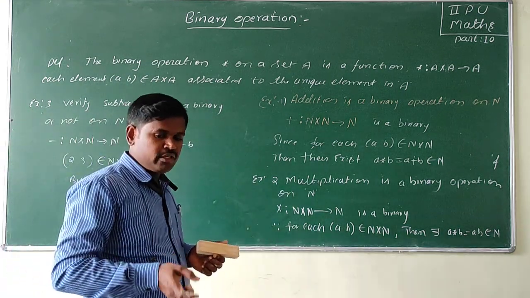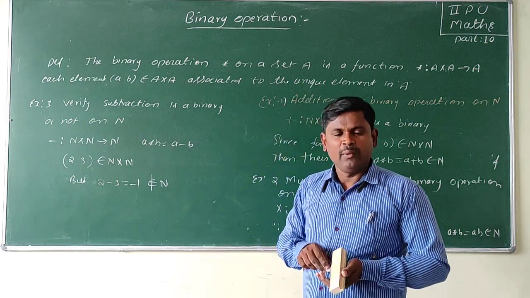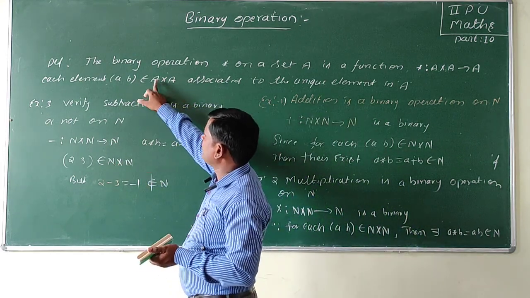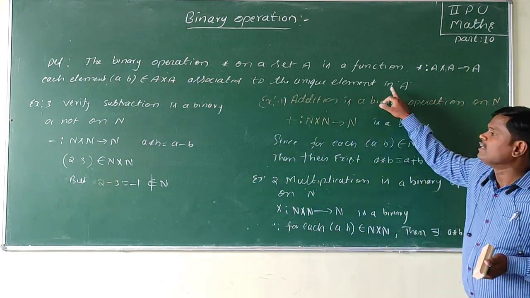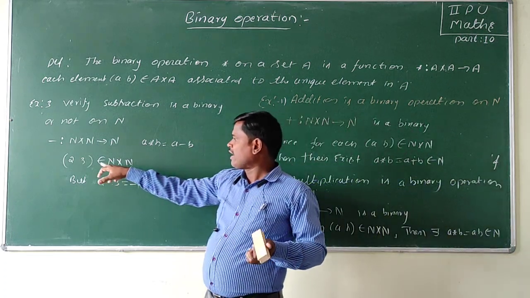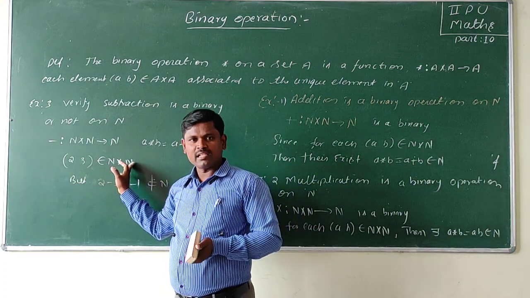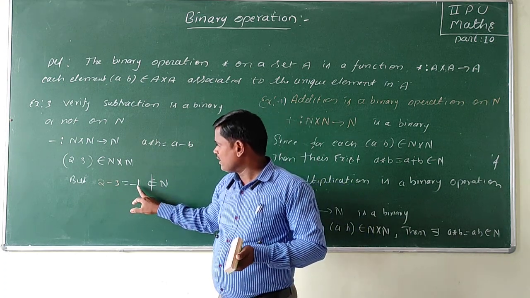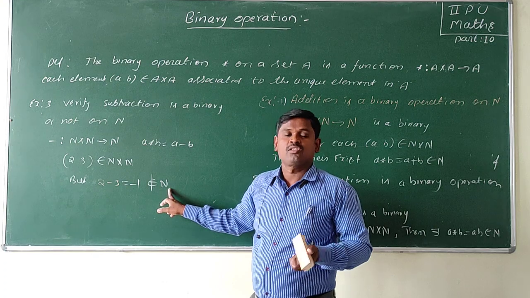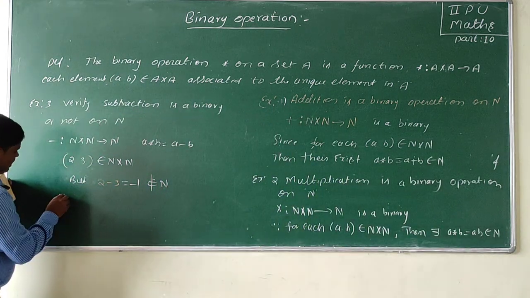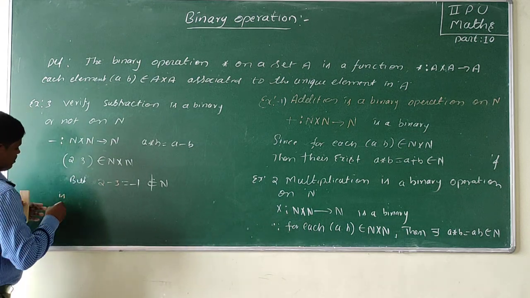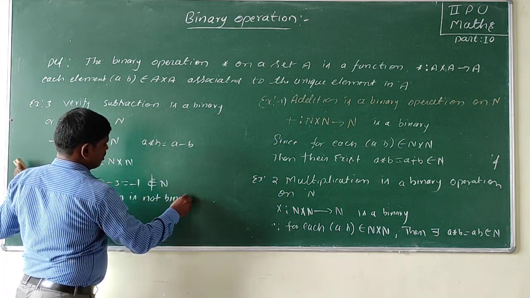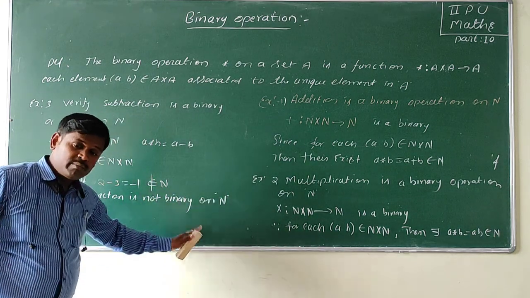But according to the definition, if it is a binary operation, then each (a, b) belongs to A cross A is associated to a unique element in A. Here (2, 3) is an element in N cross N, but after the operation a star b, that is a minus b, we get minus 1, which does not belong to N. Therefore subtraction is not a binary operation on natural numbers.